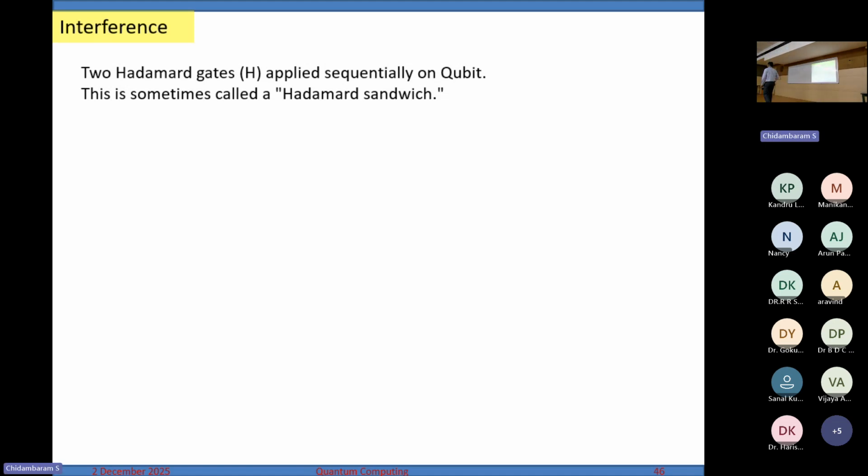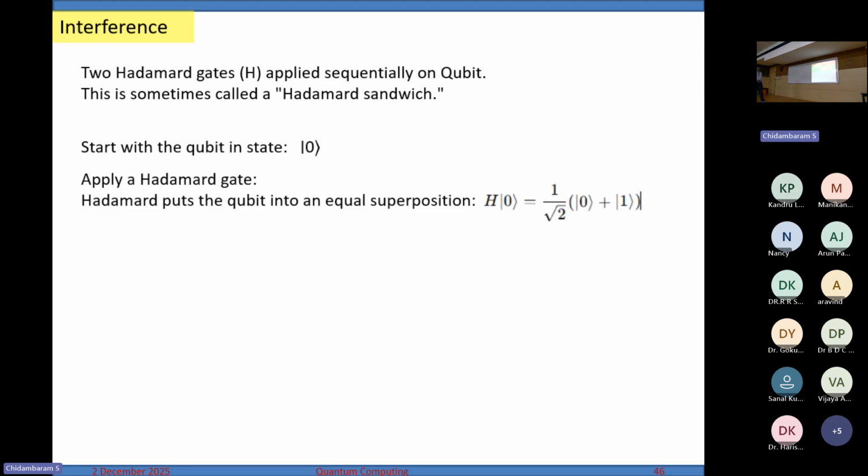Now imagine I am applying a Hadamard gate. Why do we apply the Hadamard gate? To get a superposition state, right? So when two Hadamard gates are applied sequentially on a qubit, we call it a sandwich Hadamard or Hadamard sandwich. So take a qubit, apply Hadamard, and again apply Hadamard. Okay. So let us take that. Imagine I'm starting with 0.